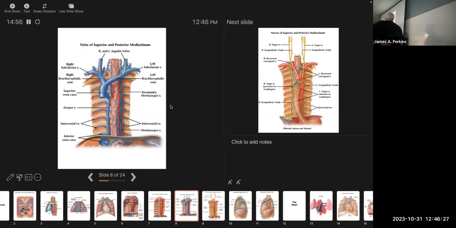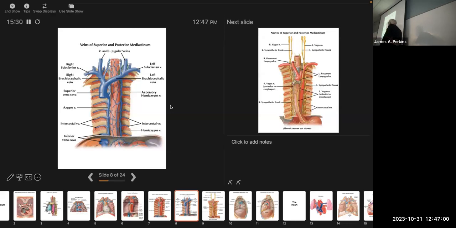we've already talked about the brachiocephalics, but let's just go over those again real quick. Right internal jugular and right subclavian join to form right brachiocephalic. Left internal jugular and left subclavian join to form the left brachiocephalic vein. Those are asymmetrical, with the right one being shorter and more vertical, the left one being longer and more horizontal. The two brachiocephalic veins then join to form the superior vena cava, which would be flowing directly into the right atrium of the heart.